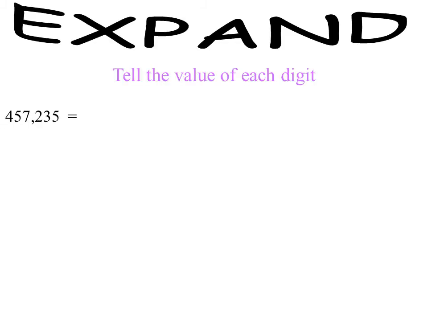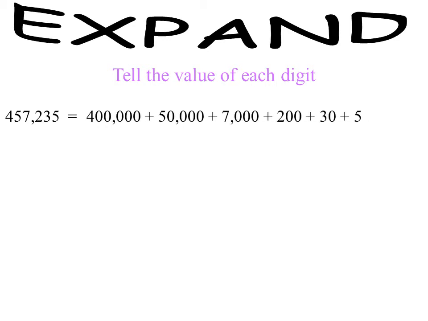Expand. What is the meaning of expand? Expand means tell the value of each digit. There is a number 457,235 and we want to expand it. How is that? By telling the value of each digit. The first digit is 4. 4 is in the 100,000 place. So we will write it as 400,000 plus.